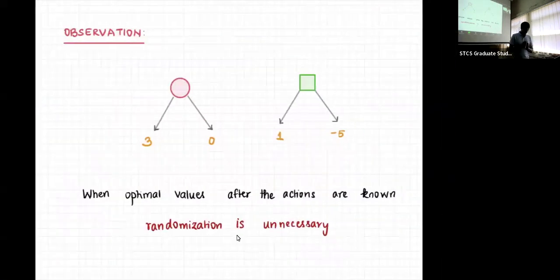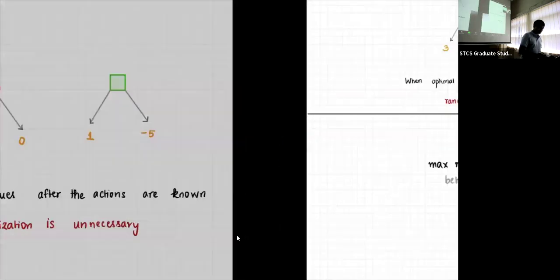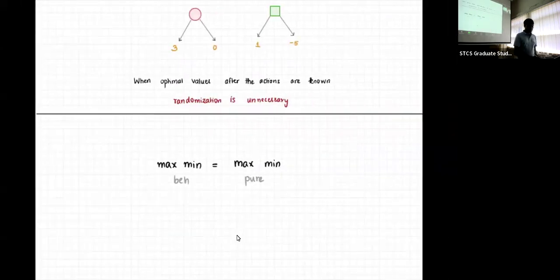Okay, fine. So here is one point. Do we actually need this randomization in this case? We don't need it. See, if you're making a choice and you know that if you do this, you will get this value, and if you do this, you will get this value, and you are either a maximizer or minimizer, there is no need to randomize. You just do the best possible. So when optimal values after the actions are known, randomization is unnecessary. In this case, as we said, we just do a bottom-up and that is the end of story.